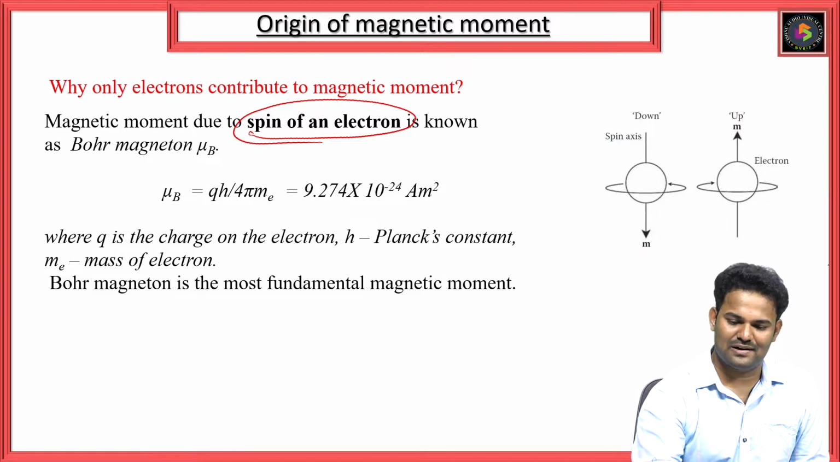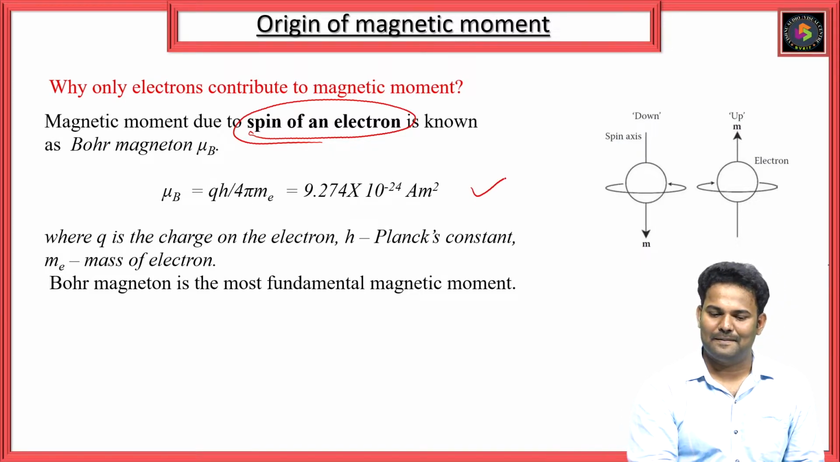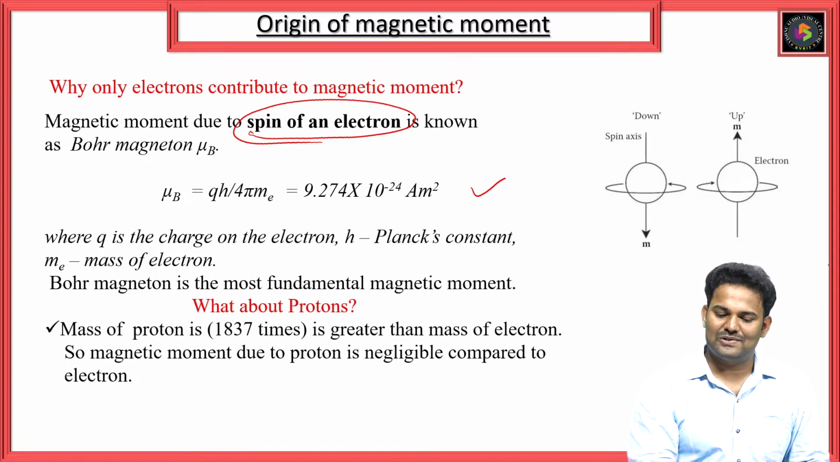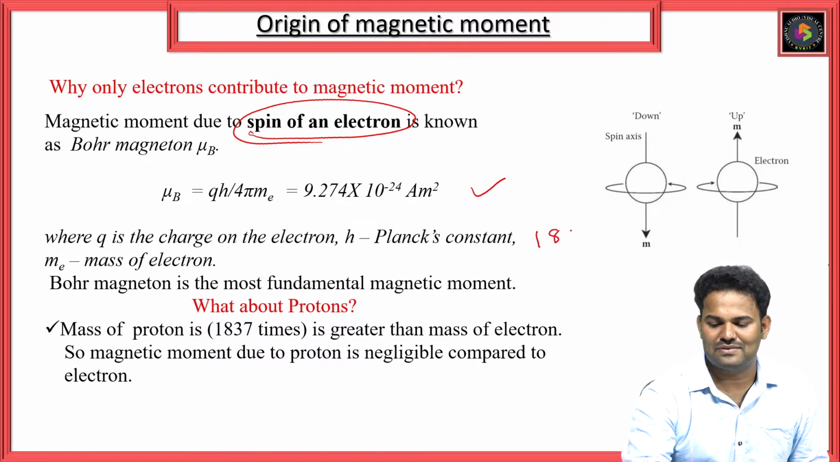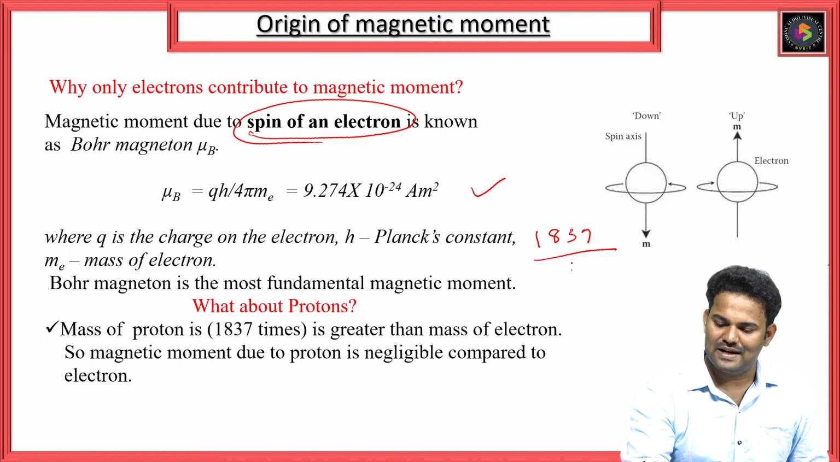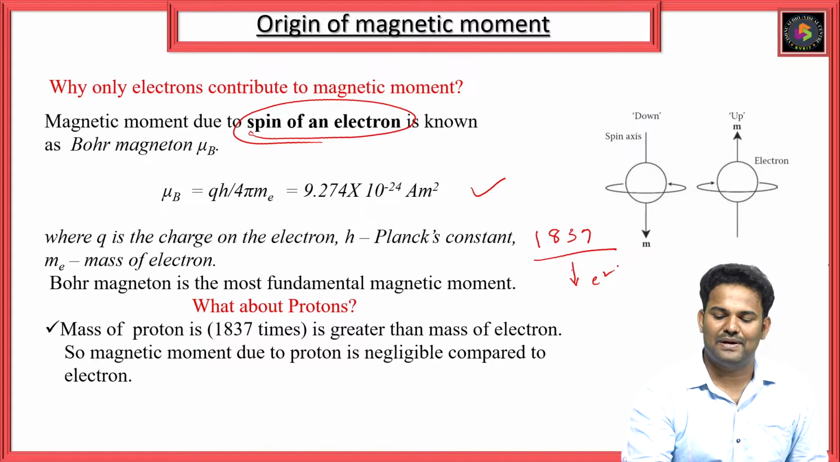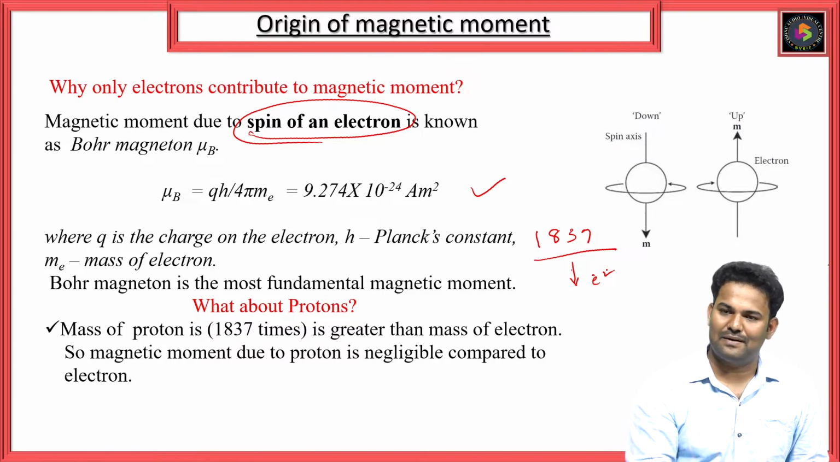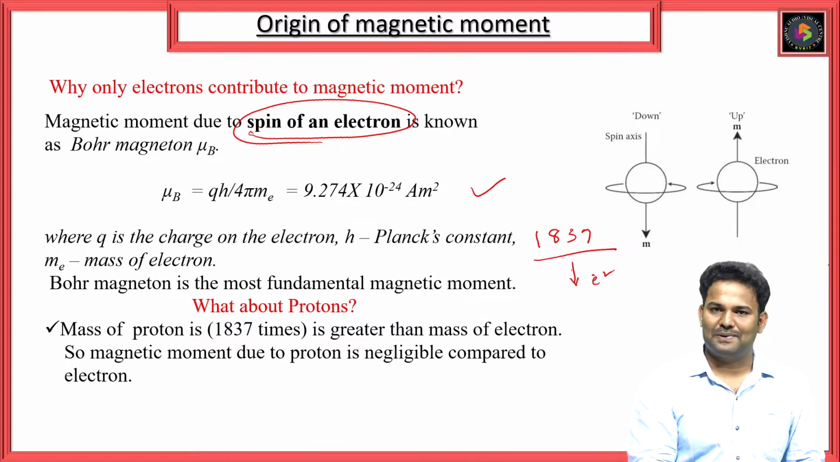What about protons? Now electrons are okay, we are receiving the magnetic moment, the Bohr magneton. What about protons? A proton also has mass, and is also a particle like an electron. But how do we obtain the magnetic moment due to a proton? The mass of the proton is almost 1837 times greater than the mass of an electron. So the magnetic moment due to a proton is very small compared to the electron, negligible. So we will consider only the electron's magnetic moment.